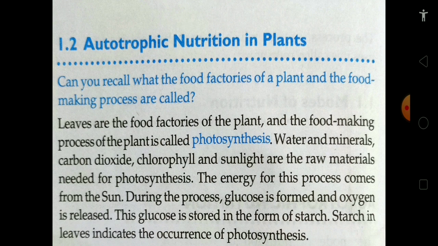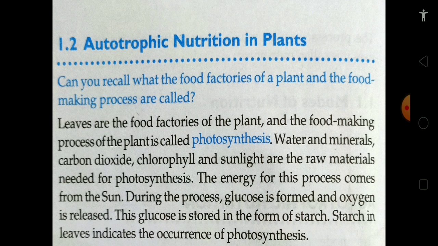During the photosynthesis process, water, minerals, carbon dioxide, chlorophyll, and sunlight are the raw materials. That means these things are essential for the photosynthesis process. The energy for this process comes from the sun. During the process, glucose is formed and oxygen is released. This glucose is stored in the form of starch, and starch in the leaves indicates the occurrence of photosynthesis.